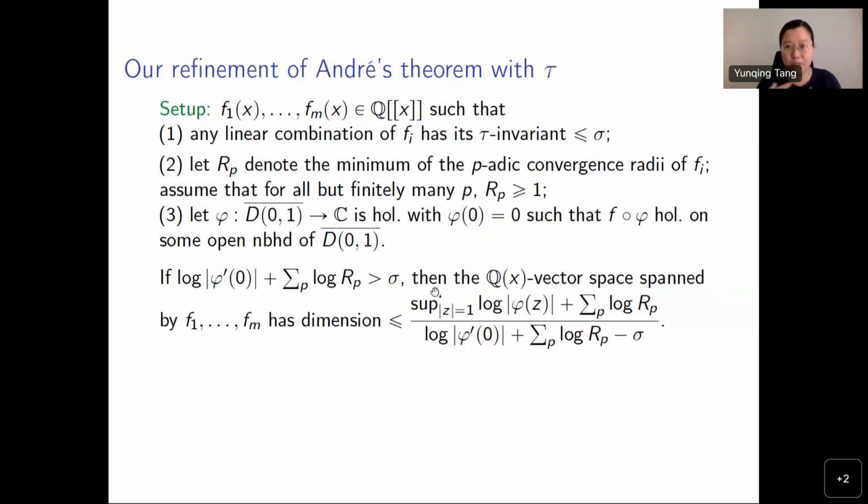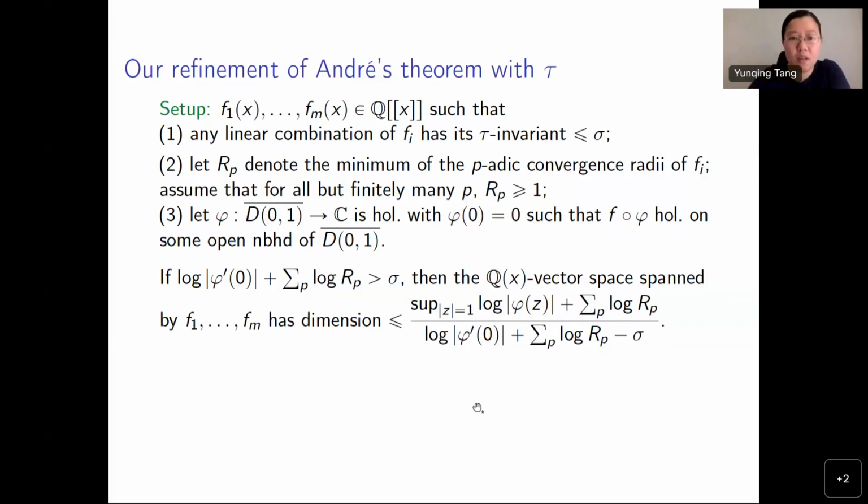The previous theorem that we've seen was the special case when all the RPs equal 1 and sigma equals 0. But the difference is that here we use the sup bound and previously we used the integral bound. That's why I said there are different versions of the dimension bound, and there is a more general version which uniformizes these two statements, which we can prove using the slope method, but let me not give that technical statement.